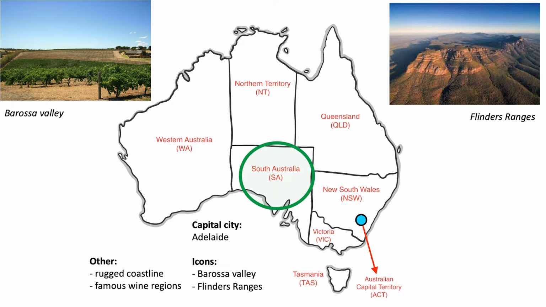Moving on to South Australia, it has a rugged coastline and many famous wine regions. Adelaide is the capital city and has many examples of fine colonial architecture. South Australia's icons include the Barossa Valley and the Flinders Ranges.